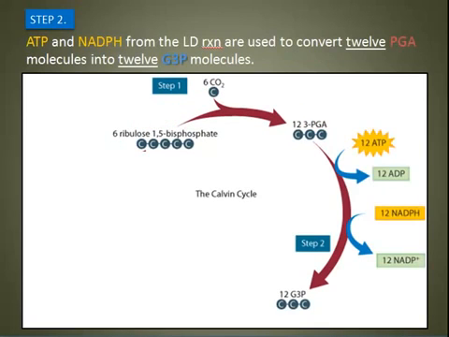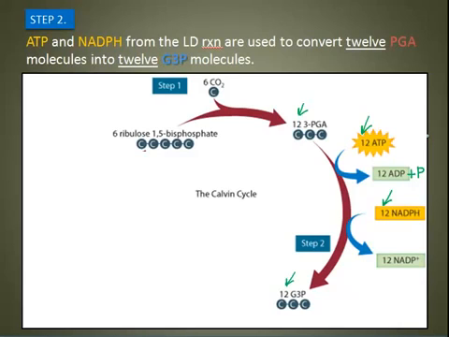In step 2, ATP and NADPH that were made during the light-dependent reactions are used to convert 12 PGA molecules into 12 G3P molecules. The number of molecules of ATP used in step 2 is 12. Number of molecules of NADPH used in step 2 is 12. So you can see that there's 1 ATP and 1 NADPH for every conversion here. When ATP is used, it's converted into ADP. You can add the plus P if you want to think about it like that.